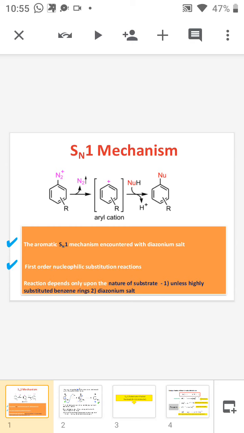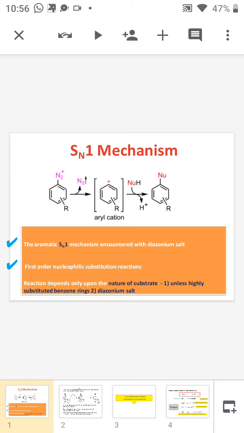Good morning, everybody. Today we will discuss the other mechanisms in nucleophilic aromatic substitution reaction. In the last class we discussed the addition-elimination reaction and elimination-addition reaction, that is the benzyne mechanism. Today we will discuss the SN1 aromatic substitution reaction and the SRN1 mechanism.